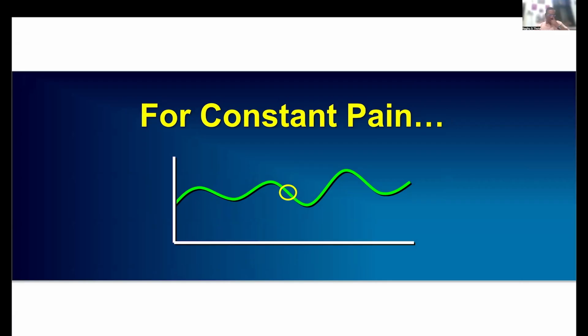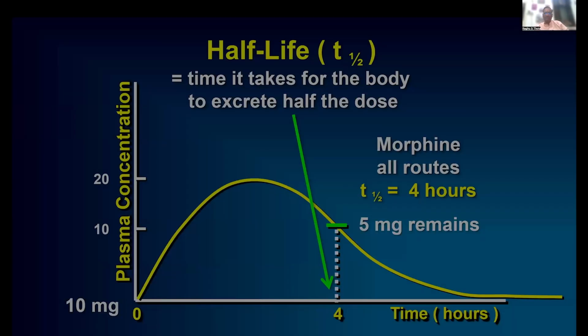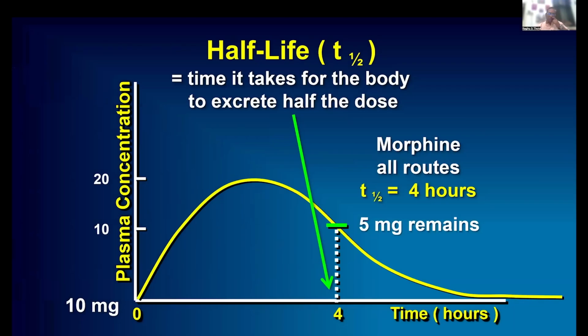Coming to the constant pain. That was for the breakthrough pain. Now there is a background pain which is very constant, right? The patient is experiencing this pain continuously. So dosing for constant pain relies on the pharmacological principle of half-life. Most people think half-life means 50% is removed from the body. No, it is the 50% which is remaining in the body. So if you are giving 10 milligrams, after 4 hours, 5 milligrams is remaining in the body. So that is the half-life.